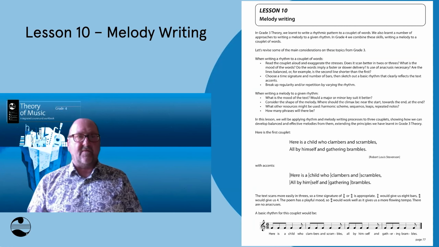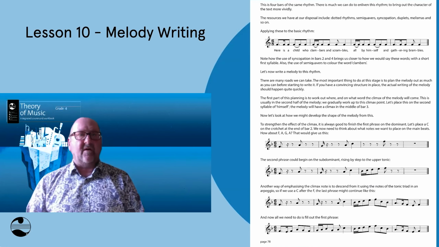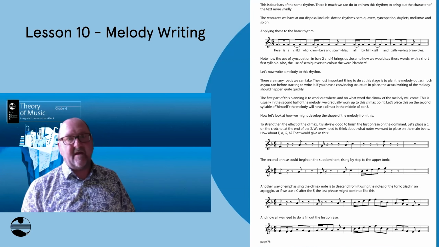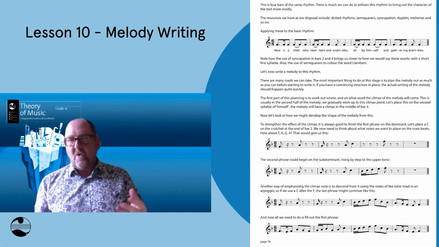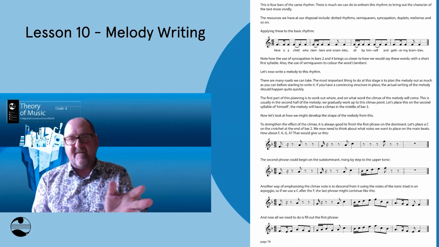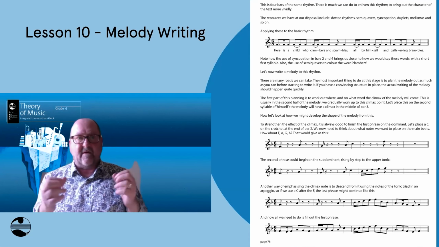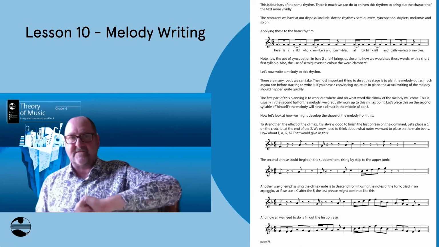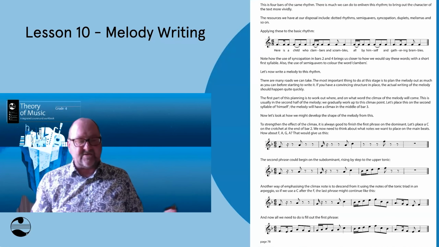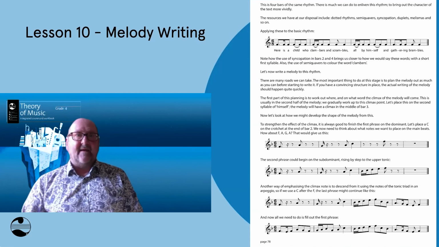All right, so you'll see on the next one, here we go. Here is a child who clambers and scrambles all by himself and gathering brambles. So we've just used the rhythmic resources of the grade to enliven it, to bring out the text accents, and just color it up a bit more. And you'll see that on the word scrambles, I've gone scrambles. Now that is a syncopation, but it actually reflects the text better than scrambles. Do you agree with me?